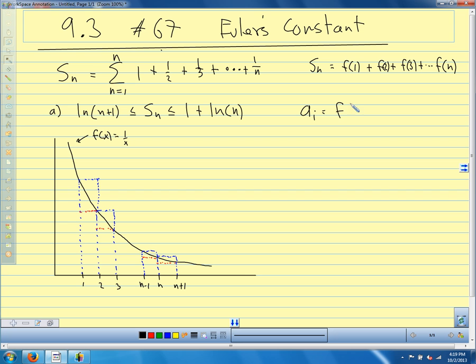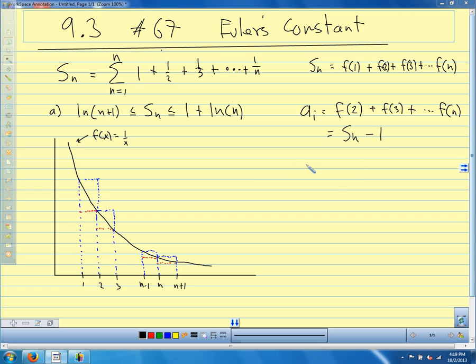is f of 2. This delta x is just 1, so the area is f of 2 plus f of 3 plus dot dot dot to f sub n. That would be the area of my inscribed rectangles. Well, this is S of n minus this first term. F of 1 is just 1. So the area of the inscribed rectangles is S sub n minus 1.